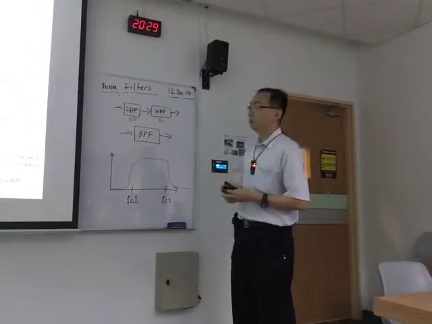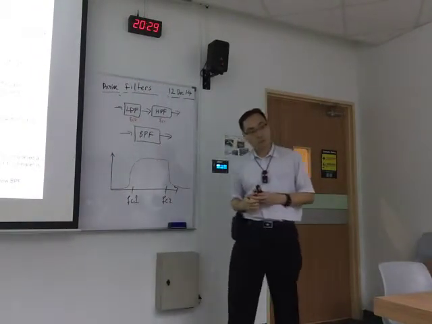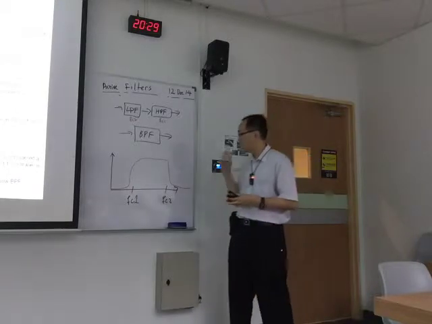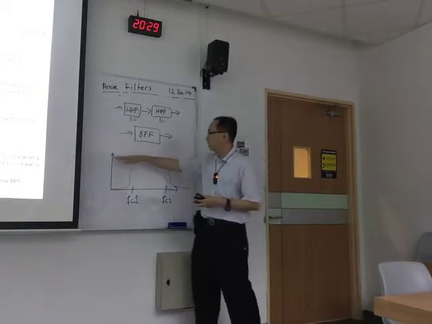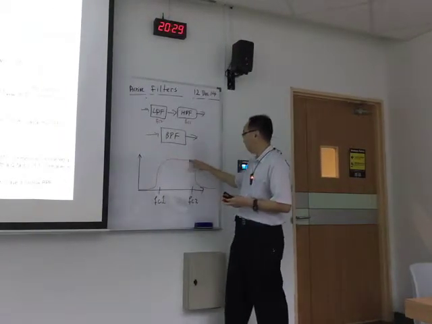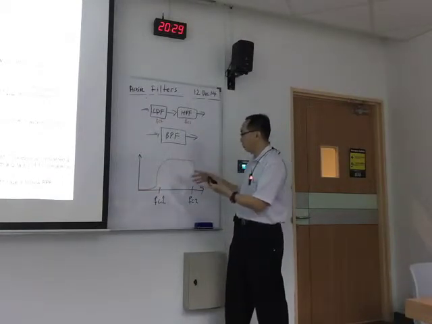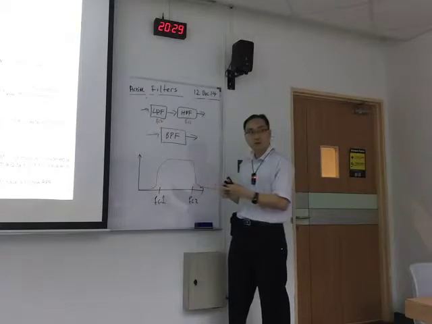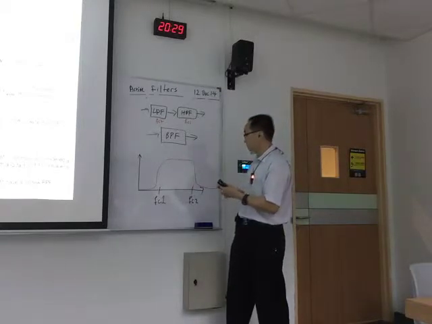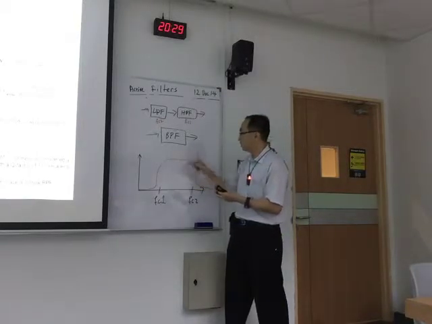But in the graph, you draw the high pass first, right? Then you draw the low pass, right? The low pass looks like this. The high pass looks like this. So when you combine, you overlay. You know what I mean? This one is a combination of two.